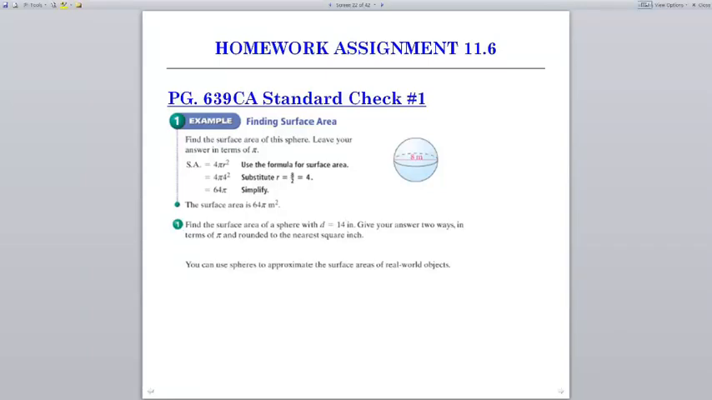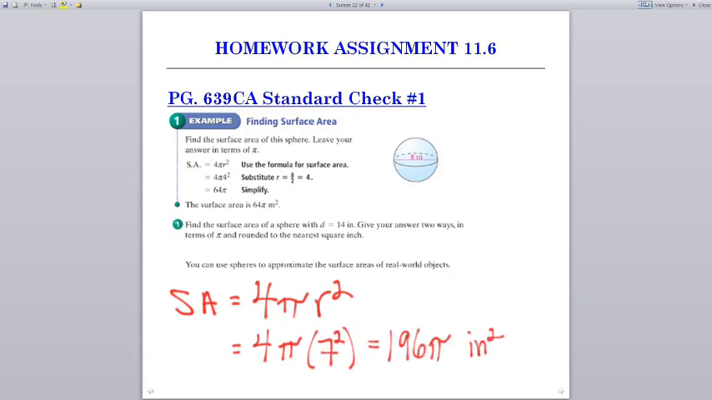Alright, we're looking at surface area of a sphere, and using the surface area formula above, pi r squared times 4, basically the area of 4 circles, we can solve this. And so I've been given a diameter of 14, which is going to mean that my radius is 7, so it's 4 pi 7 squared, or 196 pi square inches.